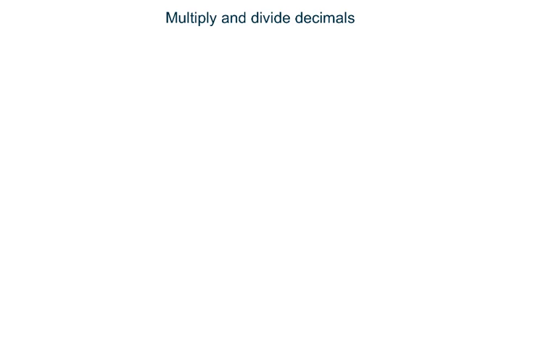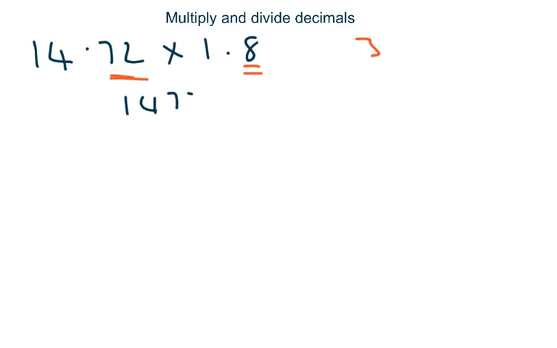Okay, we're going to start off by multiplying decimals. If we're multiplying a number like 14.72 times 1.8, the first thing we do is count the number of digits after the decimal points. In this case, there are 3 digits after the decimal points. And then we just multiply 1472 multiplied by 18 in a normal way. We don't worry about the decimal points at this stage.